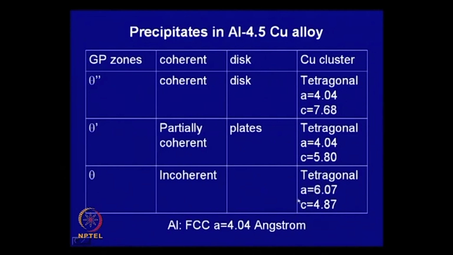I mean, this will be totally incoherent. But if you look at this and, let us say, theta prime, on the cube plane, that is the 100 plane, it can form on the 100 plane because the lattice parameters are perfectly matching. But if it tries to grow along the c direction, there will be lattice mismatch, which will cause a higher amount of strain. So, similarly here also, a similar thing is happening.